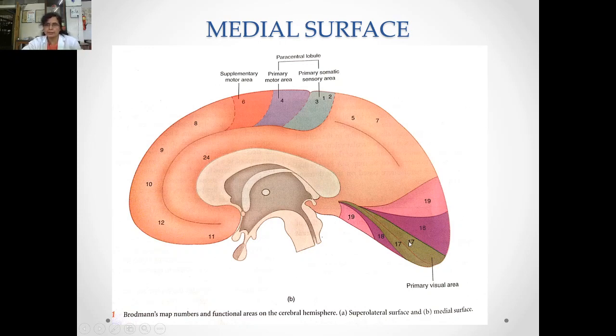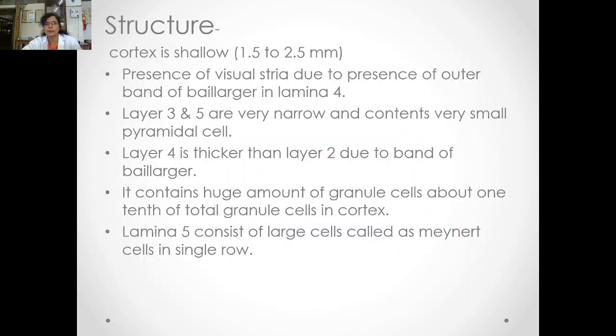So this is the area number 17, which is present in this cuneus and in the lingual gyrus, which are present on each side of the calcarine sulcus. So this area is present in the walls of this calcarine sulcus on the medial surface, and it also extends on the superolateral surface around the occipital pole.